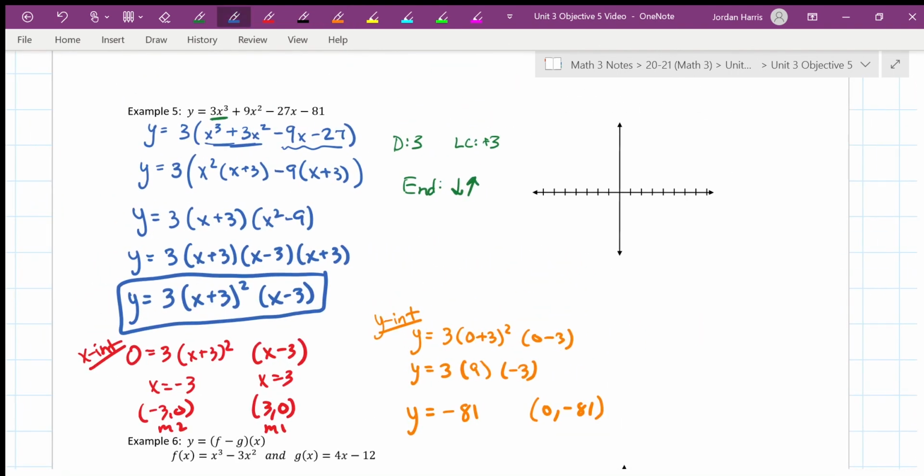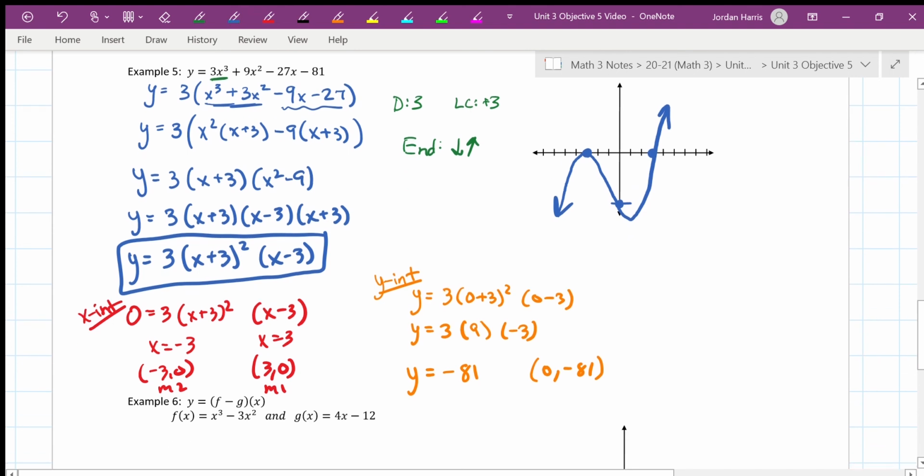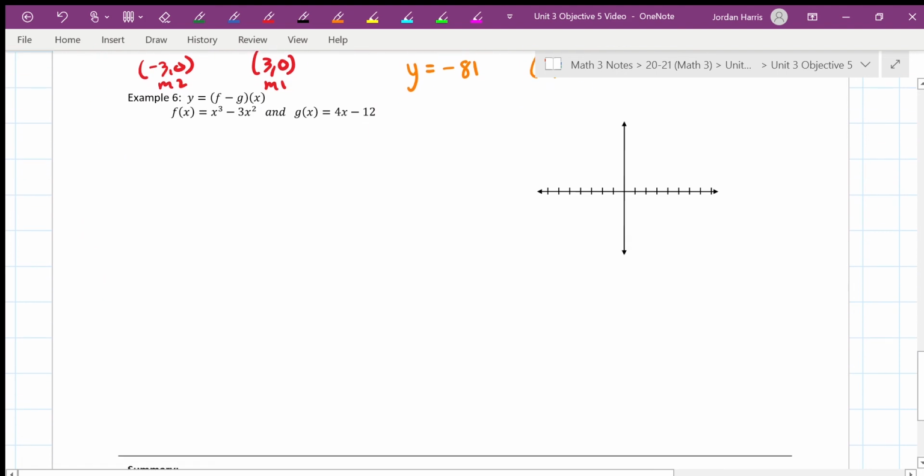Okay, make sure when you have your work, you pay attention to bounces versus pass-throughs, and you pay attention to the correct end behavior. So starts low, down, cross, cross, cross, ends high. And I bounced on the -3, passed through on the +3, and I hit my y-intercept without any extra crossing of the x-axis. Okay, example 6.